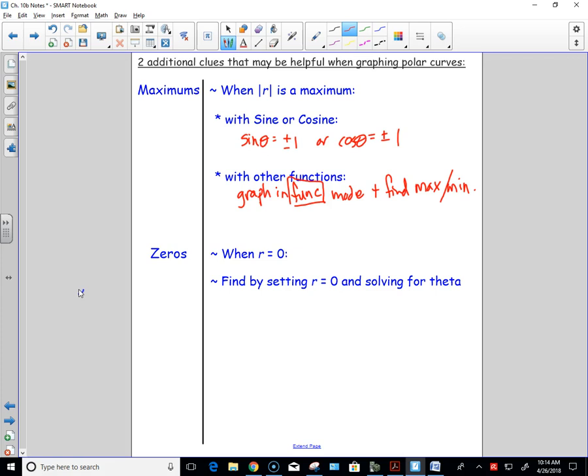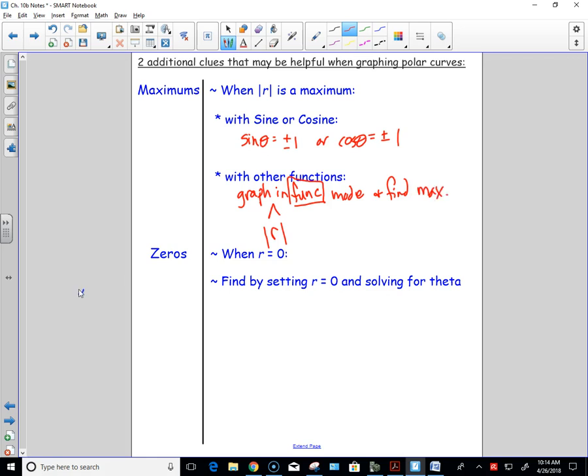Now be careful. We're supposed to be thinking absolute value of r, so possibly an easier way of doing this, instead of thinking maximums, minimums, thinking of the negatives and the positives and which one's bigger, it might be easier to graph. Let's have an absolute value function in your calculator. You can graph absolute value of r and then just find the max.